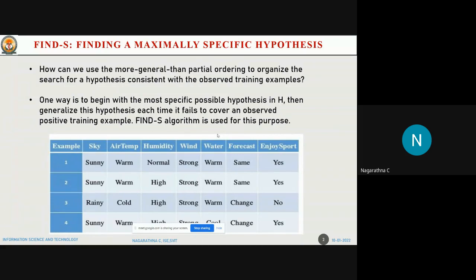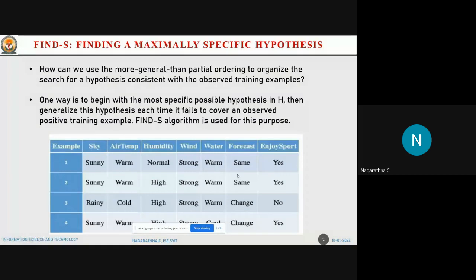So here we have taken the EnjoySport classification data example. You can observe that there are six attributes and EnjoySport is our target concept. So Sky, AirTemp, Humidity, Wind, Water and Forecast. There are six attributes. The possible values of Sky are sunny and rainy. AirTemp is warm and cold. Humidity is normal and high. Wind is strong and weak, and Water is warm and cool. Forecast is same and change.